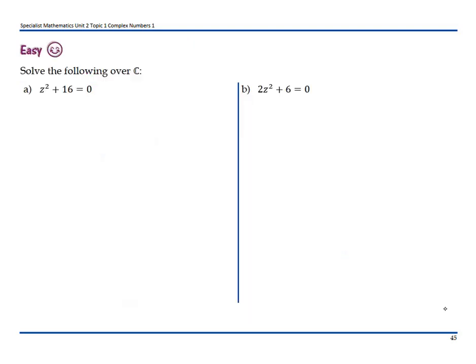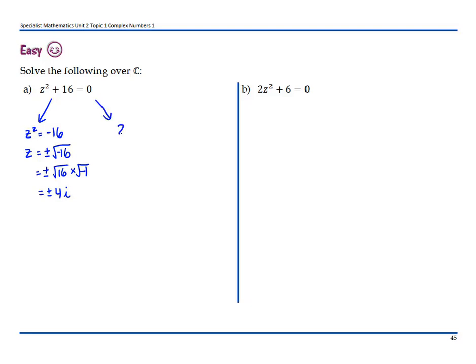So let's start with some easy ones. Solve the following over C. Now it's over the complex number system, not the real, so we know that we can use i. I'm going to use two methods for doing these. Firstly, if I take 16 to the other side, I get z squared is negative 16. So z has to be plus or minus the square root of negative 16, which is plus or minus the square root of 16 times the square root of negative 1, which is plus or minus 4i.